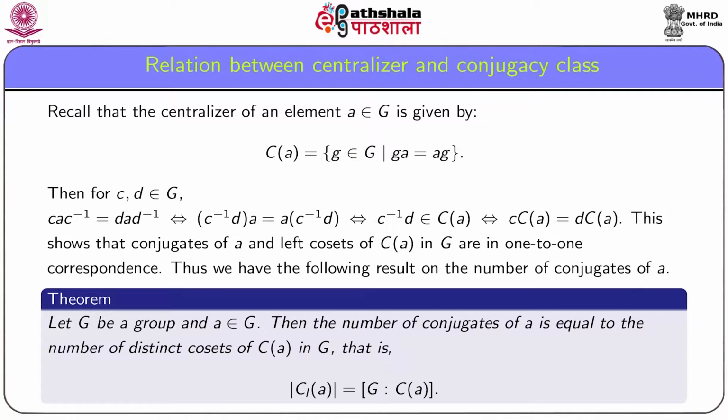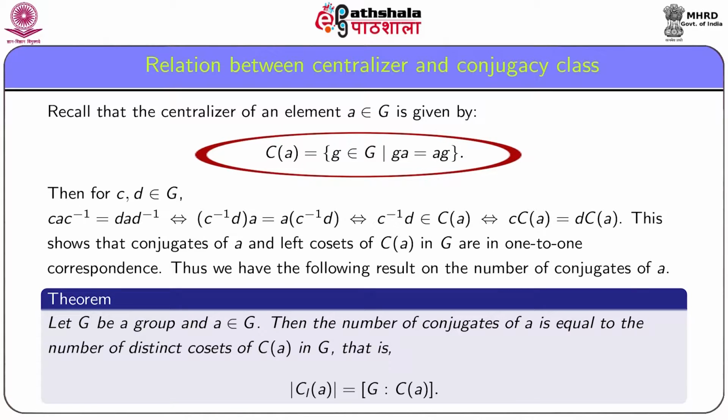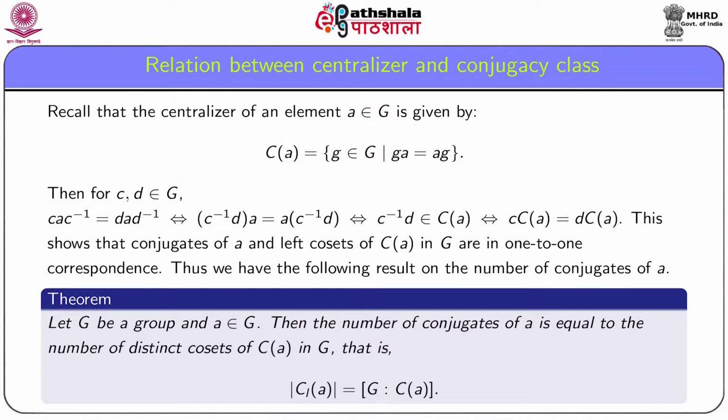Now we establish a relation between the centralizer of an element A and the conjugacy class of A. Recall that the centralizer of an element A in G is given by C(A) equals the set of g belonging to G such that ga = ag. That is, the collection of all elements in G which commute with A.